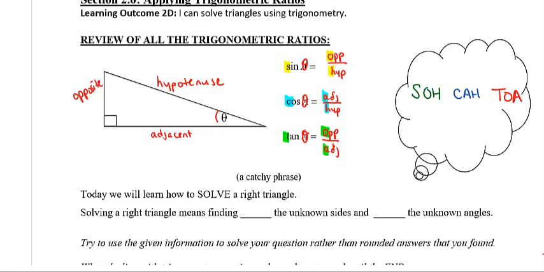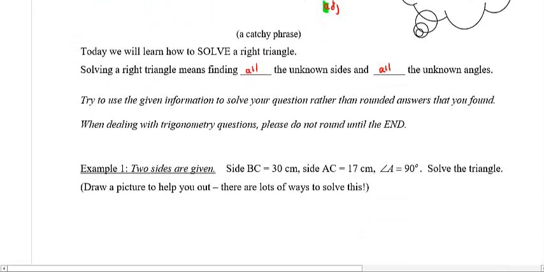So today we're going to learn how to solve the right triangle. Solving means finding everything about the triangle, meaning finding all the unknown sides and all the unknown angles. There are different ways to do this, but the good strategy is to use the given information to solve your question rather than rounded answers that you found. When dealing with trig questions, please don't round until the actual end.